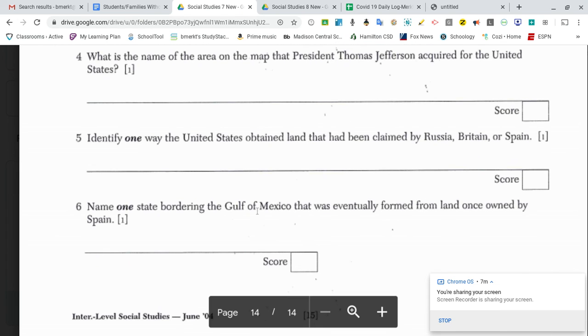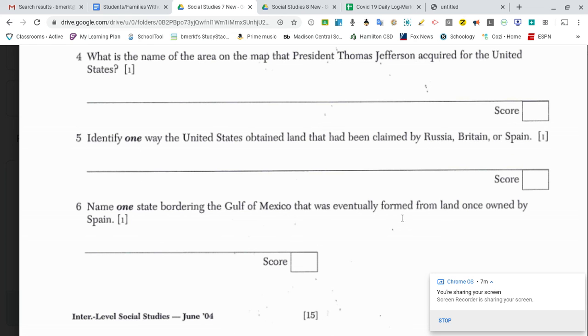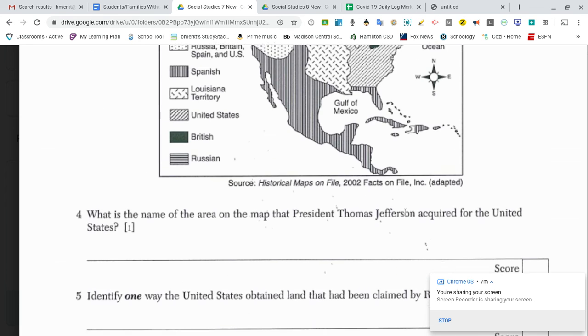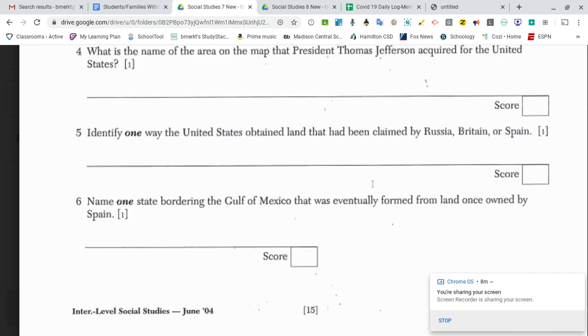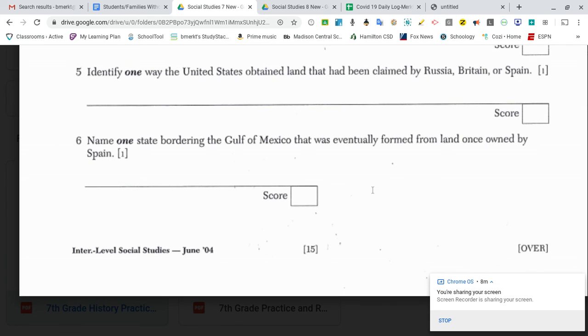Name one state bordering the Gulf of Mexico that was eventually formed from land once owned by Spain. So the Spanish controlled these areas here. This is Texas over here, and they controlled this here, and this is Florida here. So you could say Florida, you could say Texas, but also portions of Alabama, Mississippi, and even parts of Louisiana. So any of those would work, to be honest. And guess what? That finishes up your packet.